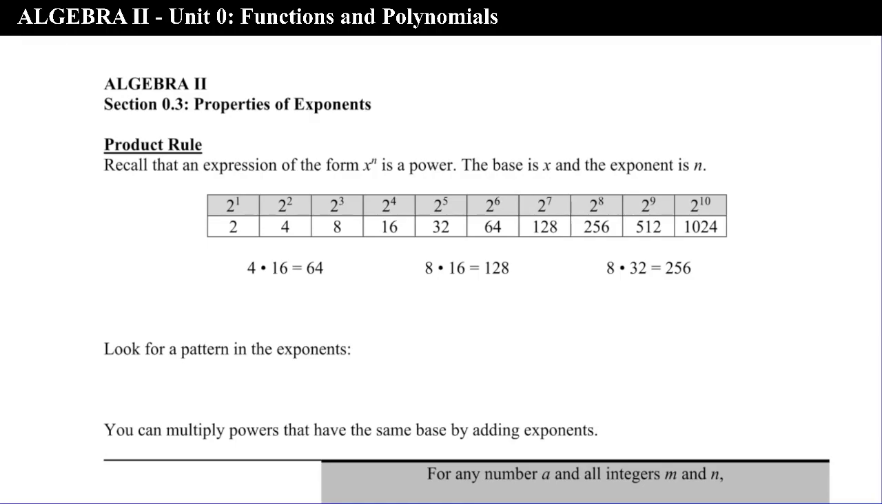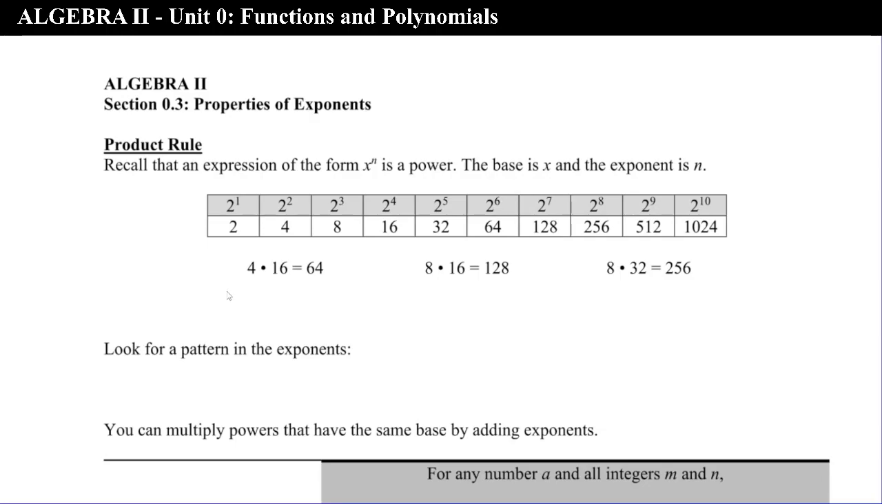So let's start off by talking about the first rule to work with exponents, and that is the product rule. Recall that an expression of the form x to the n is a power. The base is x and the exponent is n. So I have listed here powers with a base 2 from 1 to 10, and we are going to use these values in this exercise to just see how exponents work, okay?